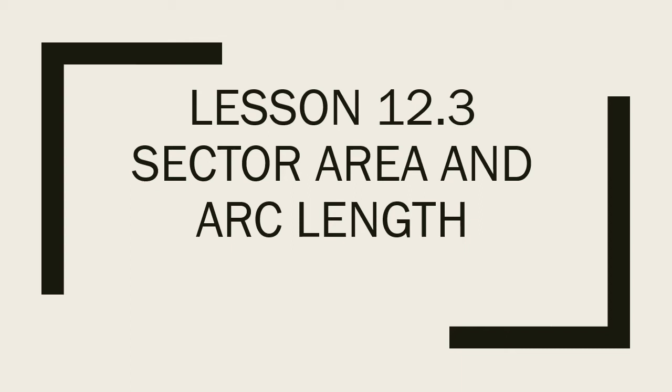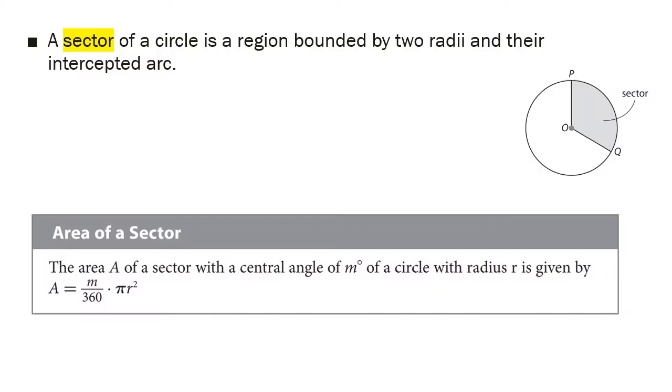All right, this is the third lesson, sector area and arc length. So a sector of a circle is a region bounded by two radii and their intercepted arc. You'll see in the picture to the right what a sector would look like.